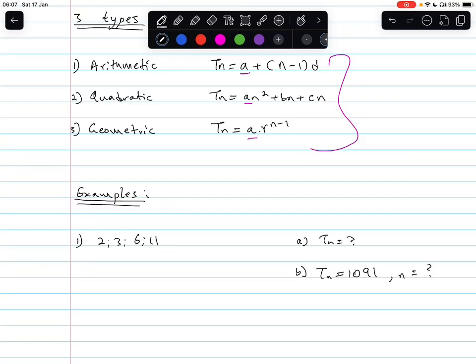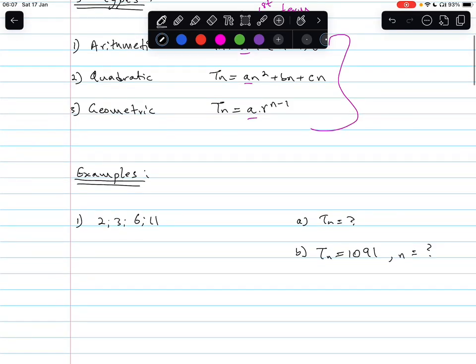This one is a quadratic sequence. So we'll learn how to find the general formula of a quadratic sequence. First, we look for the differences. First differences: 3 minus 2 is 1, 6 minus 3 is 3, 11 minus 6 is 5. And for a quadratic sequence, we also need to find a second difference, which we call the common difference.